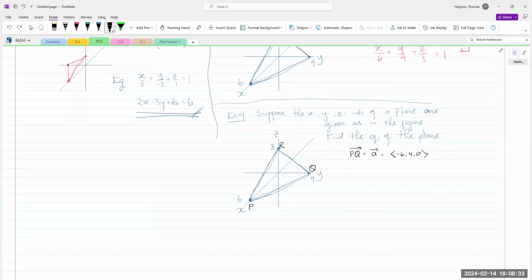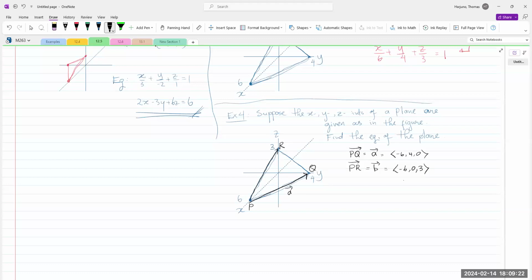Then you make a vector PQ, which we call vector A. The components are negative 6, 4, 0, because the position vector for Q is 0, 4, 0, and the position vector for the x-intercept is 6, 0, 0. When you subtract, you will get negative 6, 4, 0. That's how I get that, the way we did it before. And then let's use vector B here, from P to R. So PR is my vector B. That's negative 6, 0, 3.